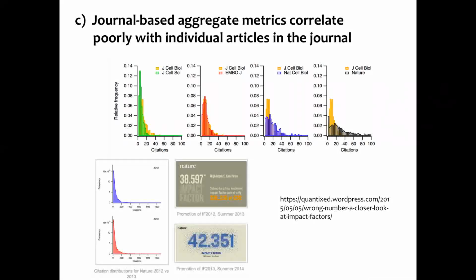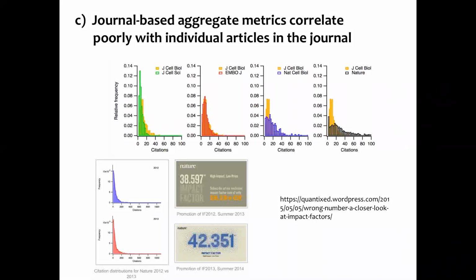So this is from Nature itself in 2013 versus 2014, where they made a big deal about the fact that their impact factor jumped from 38.597 to 42.351. Now, first of all, reporting impact factors to 3 significant decimals. But they made a big deal that the quality of research, the quality of papers in the journal was increasing. This is what the citation distributions look like for those 2 years. There's zero difference between those two.